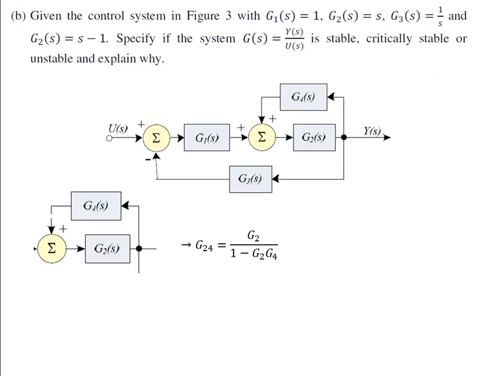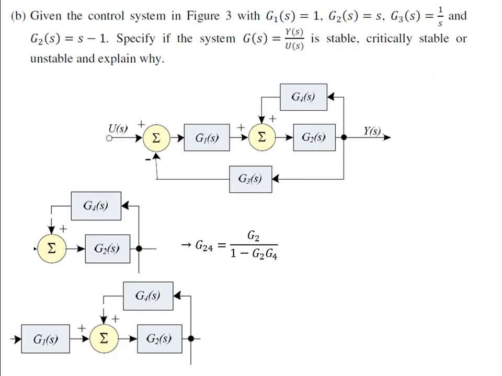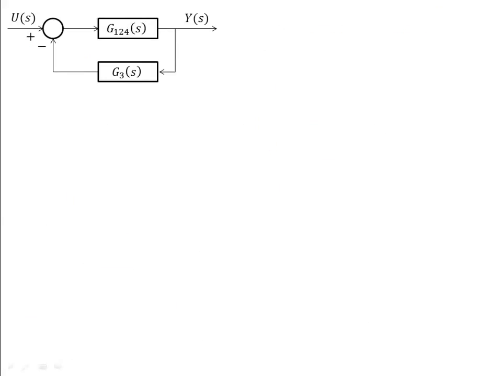If we substitute this positive feedback loop with this transfer function, we will have G1 and G24 in series. The equivalent transfer function of two series blocks will be their multiplication. So G124 will be equal to G1 multiplied by G24, which is G1 G2 over 1 minus G2 G4. After applying this, the resultant will be a negative feedback. In the feed forward path we have G124(s), and in negative feedback we have G3(s). Using the negative feedback loop equivalent, we will have G1243 equal to G124 over 1 plus G124 G3.